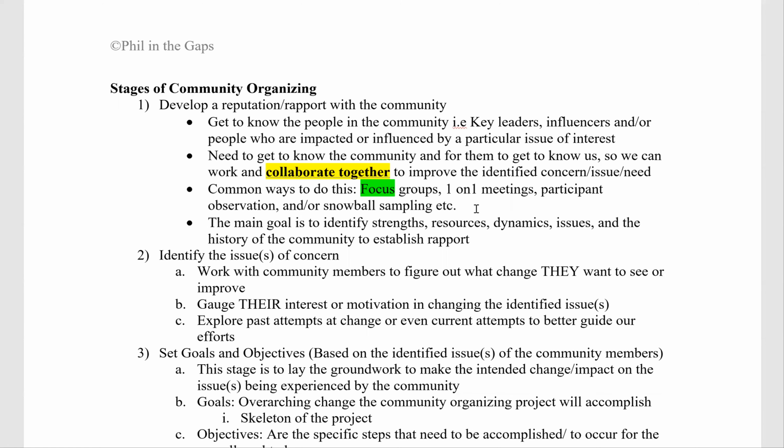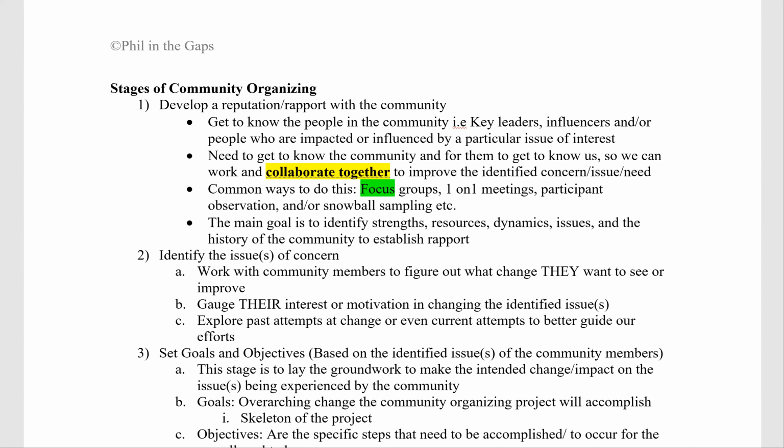So the main goal is to identify the strengths, resources, dynamics, issues, and the history of the community to establish rapport. Again, the purpose is to get some reputation and rapport within the community. Hopefully, it's a positive one, because if it's a negative one, you're likely not going to get past this step. So think about that individual client. Once they establish rapport and are getting comfortable with you, you then are able to identify the issue and/or multiple issues of concern. Same thing with the community.